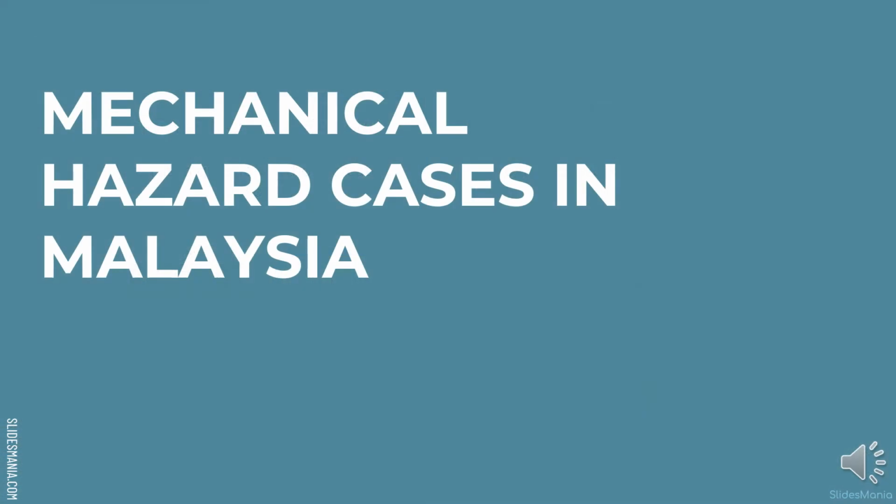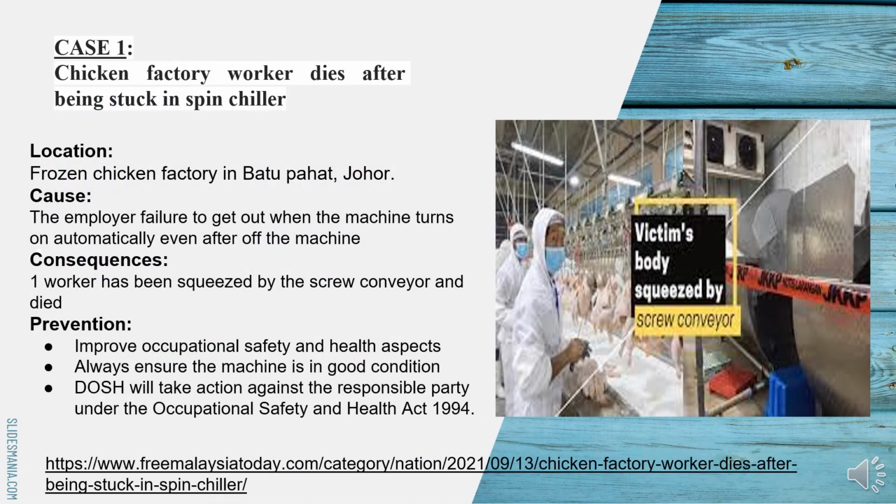Mechanical hazard cases in Malaysia. Case 1. Chicken factory worker dies after being stuck in spin chiller. This accident took place in Batu Pahat, where a general worker of a factory processing frozen chicken products in Jalan Air Hitam.